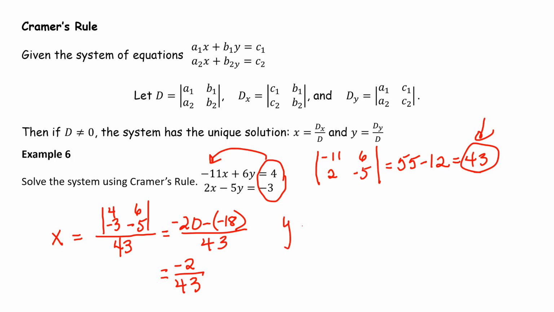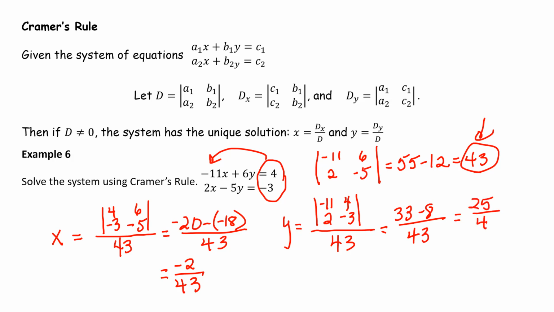To find y, we're going to do the same thing, except we're going to replace the y column this time with the constants 4, negative 3, and the x column will be the coefficients of x, so negative 11 and 2. And then on the bottom, we're going to have 43 again. The determinant of the coefficient matrix always goes on the bottom. So this is going to be 33 minus 8 over 43, and so that is going to be 25 over 43. So this is the solution to that system of equations, negative 2 over 43 and 25 over 43.